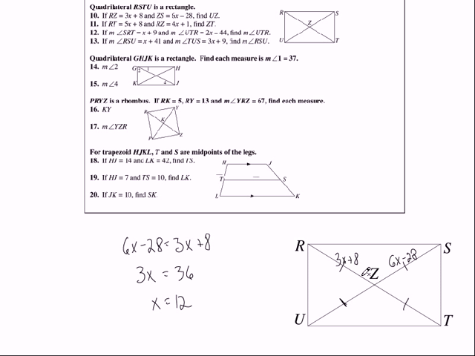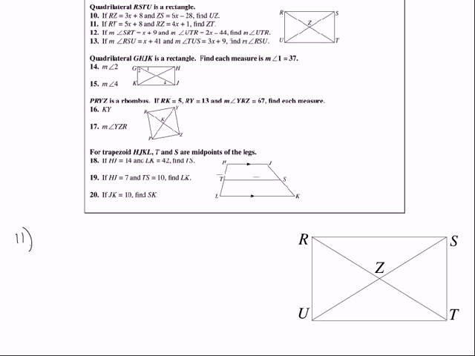Now, that's not my answer. I have to find what either RZ is or ZS is, because that's going to be the same thing as UZ. Which one would be easiest? Probably this one, wouldn't it? So let's plug in 12 for that. So 3 times 12 plus 8. So 3 times 12 is 36, plus 8. That would be what? 46? Or I mean 44. Sorry. That'd be 44. And that's what UZ would be right there. So UZ would be 44.